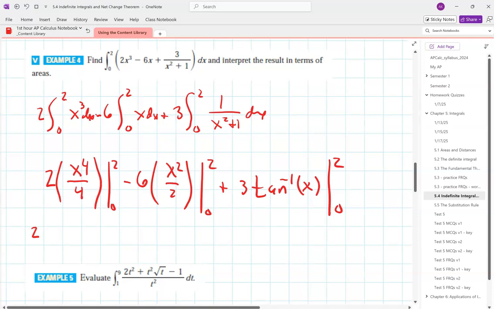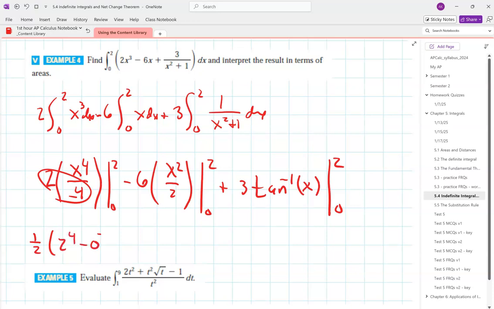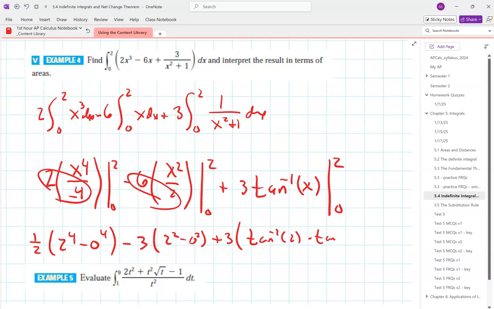So this is going to be, I'll simplify here and just make that 1/2, 2 to the 4th minus 0 to the 4th. And then we'll do that, and we'll have 2 squared minus 0 squared. And then we'll have that, and it'll be tan inverse of 2 minus tan inverse of 0. I don't know what tan inverse of 2 is off the top of my head, but I know tan inverse of 0 is 0.